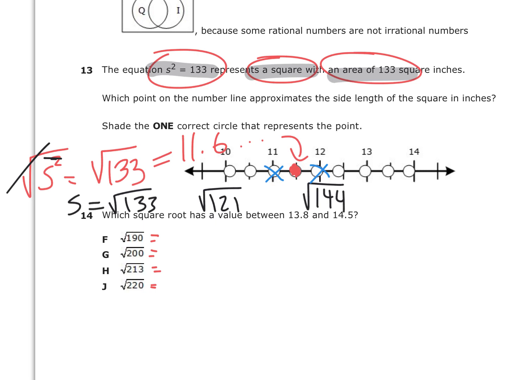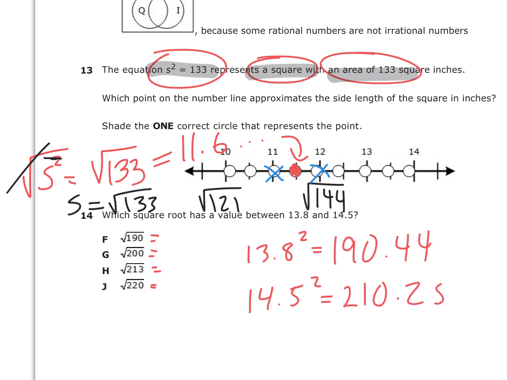So, what is 13.8 times 13.8? 190.44. Okay. And then what's 14.5 squared? 210.25. Okay. So it was low by 0.44. So this means that F is wrong. This means that H and J are wrong.